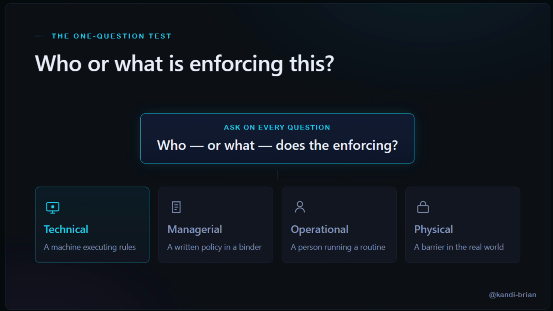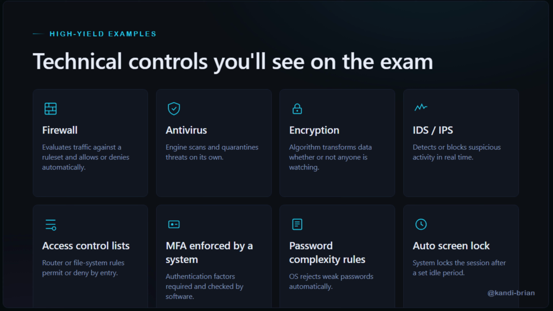Now let's review some examples you might experience on the exam. A firewall is the textbook technical control. It is software or an appliance evaluating traffic against a rule set and allowing or denying it automatically, with no human in the loop at the moment of decision. Antivirus and anti-malware software is technical because the engine scans and quarantines on its own. Encryption is technical because the algorithm transforms the data whether or not anyone is watching.